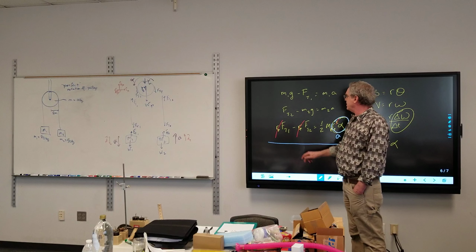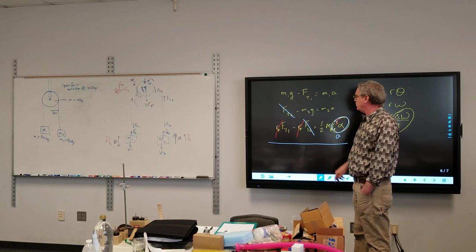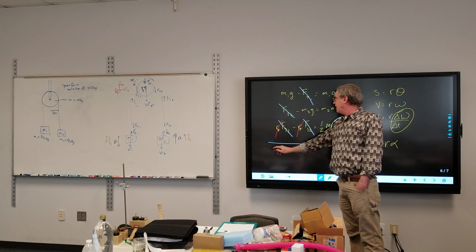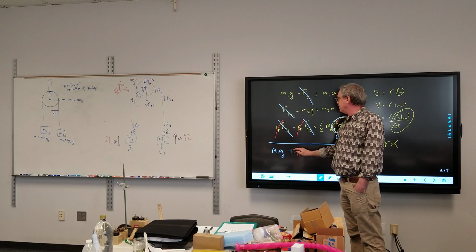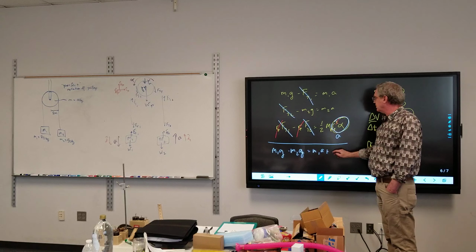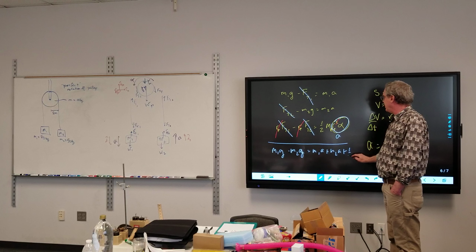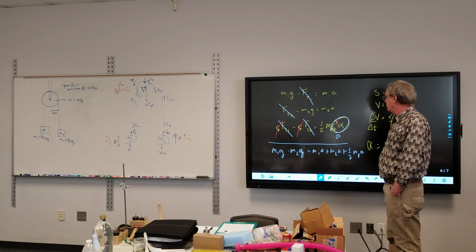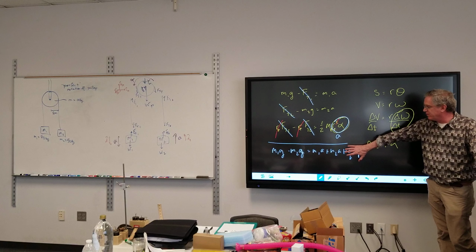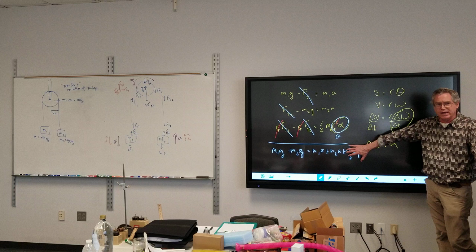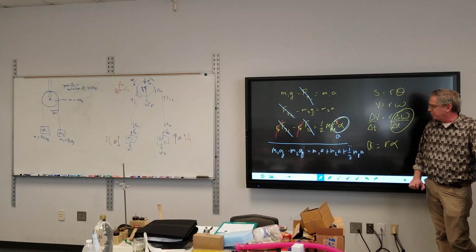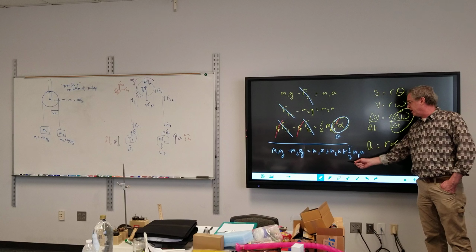On the left-hand side here, I have FT2 and FT2, they're gonna cancel. I have FT1 and FT1, they're gonna cancel. I have M1G minus M2G equals M1A plus M2A plus 1/2 MPA. Up until now, this part right here would not have existed, because we were dealing with an ideal pulley and an ideal rope. There's no friction between them, the pulley's not turning. But now with the pulley turning, we have this added to it.